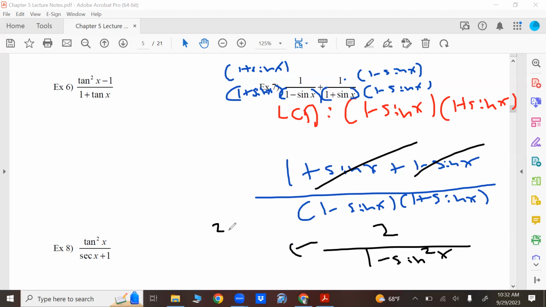I'm still not out of the woods yet. I can still simplify a bit more. What can you say after that? 2 secant squared x.